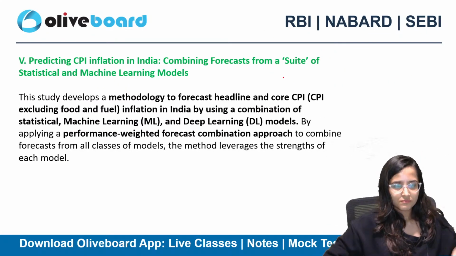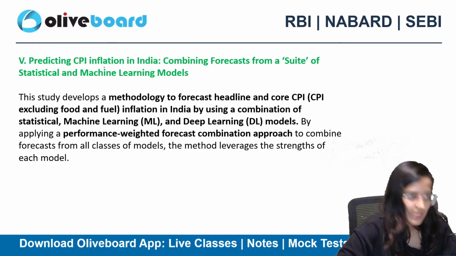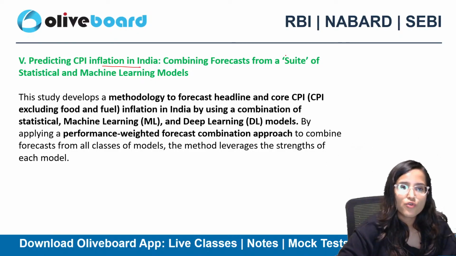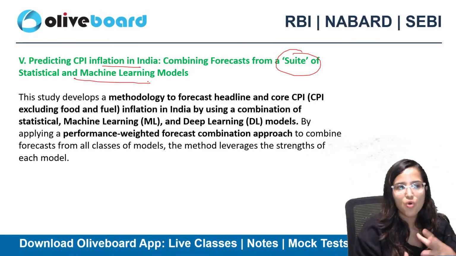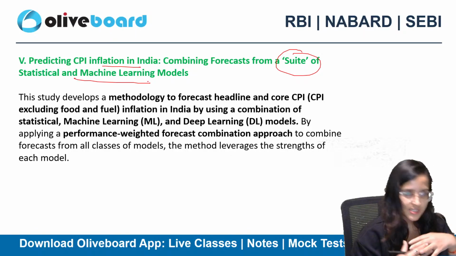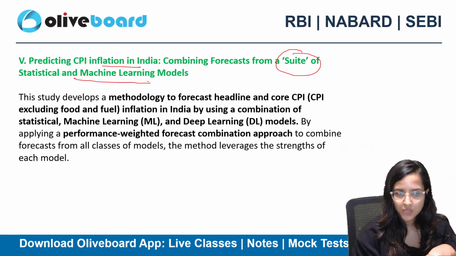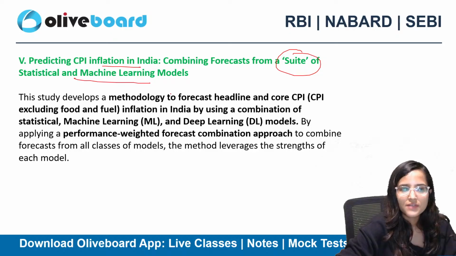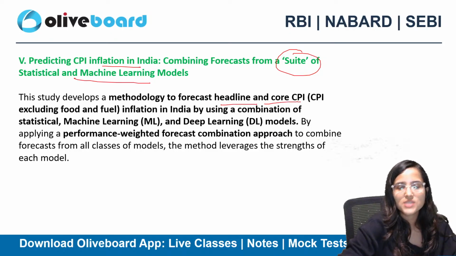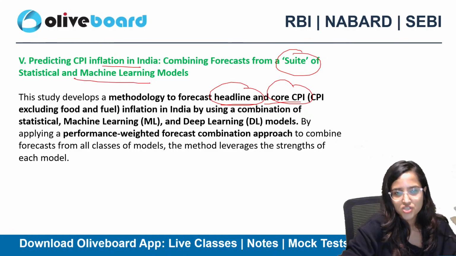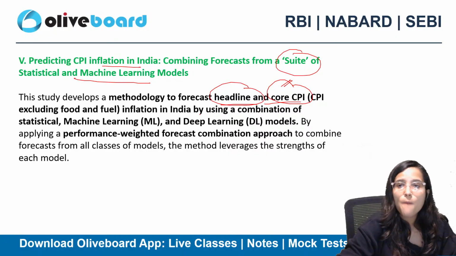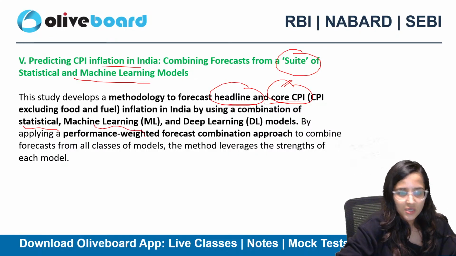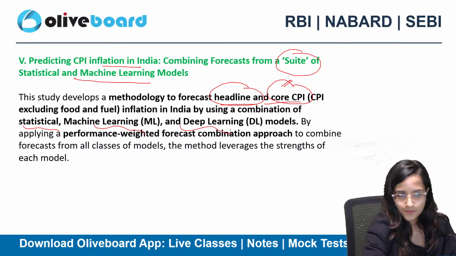Okay, next chapter is related to CPI inflation in India. Combining the forecast from a suite of statistical and machine learning models. Here the study develops a methodology to forecast headline and core CPI. Core CPI is basically excluding food and fuel inflation, by using a combination of statistical, machine learning and deep learning models. Okay?